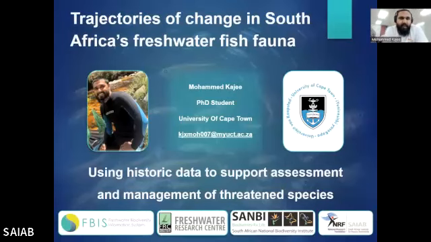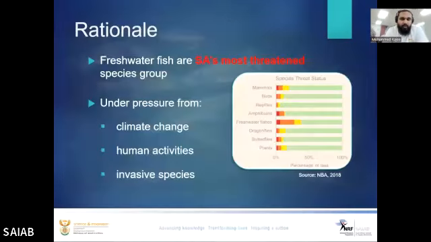So to give you a little bit of background into the topic, as I'm sure many of you are aware, South Africa's freshwater fishes are regarded or categorized as the country's most threatened species group. So our country's unique freshwater biodiversity is under immense pressure from climate change, from human activities such as the damming of catchments and land use change, and then very importantly, facing huge pressure from invasive species such as bass and carp and bluegill.